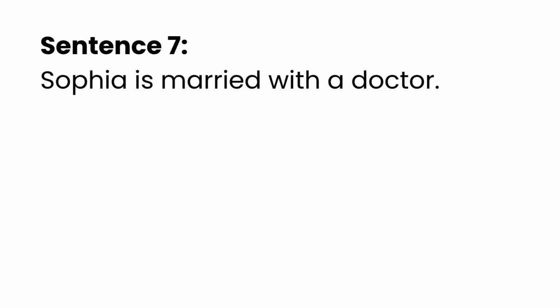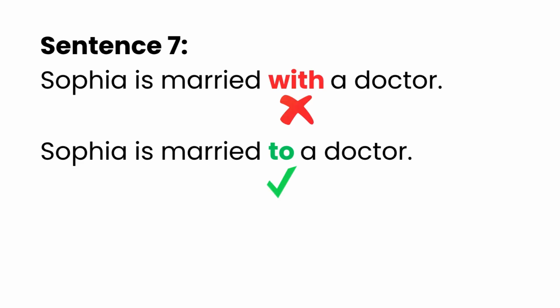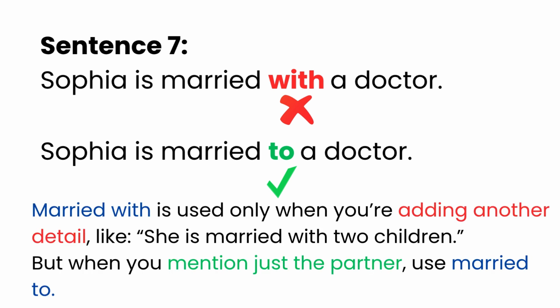Sentence 7. Sophia is married with a doctor. What's wrong in this sentence? The correct version is, Sophia is married to a doctor. We say married to someone. Married with is used only when you're adding another detail like, she is married with 2 children. But when you mention just the partner, use married to.